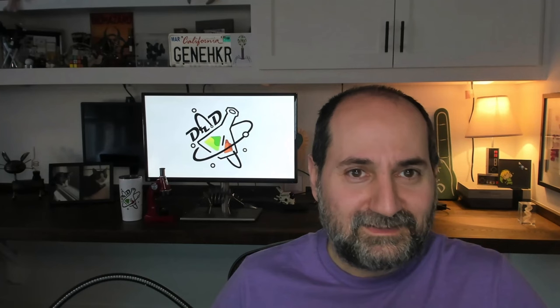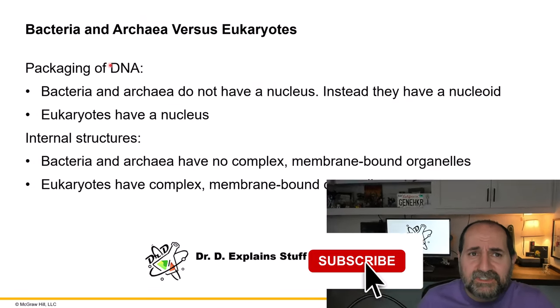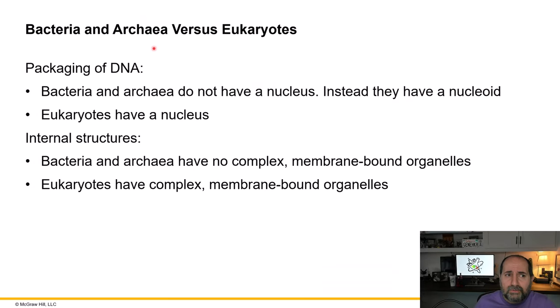To start, please remember that bacteria and archaea are prokaryotes, and so they do not have a nucleus. Instead, they have what's known as a nucleoid. Eukaryotes, on the other hand, have their chromosomes inside of a double membrane called the nucleus. That's the main difference between eukaryotes and prokaryotes: the presence of a nucleus, as well as the presence of other membrane-bound organelles. Eukaryotes have membrane-bound organelles, prokaryotes don't.